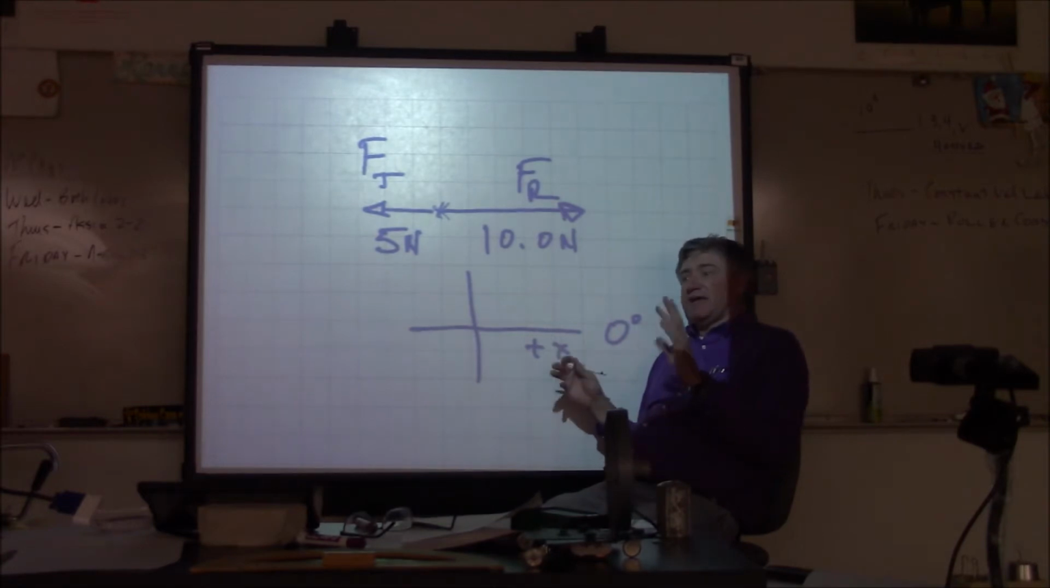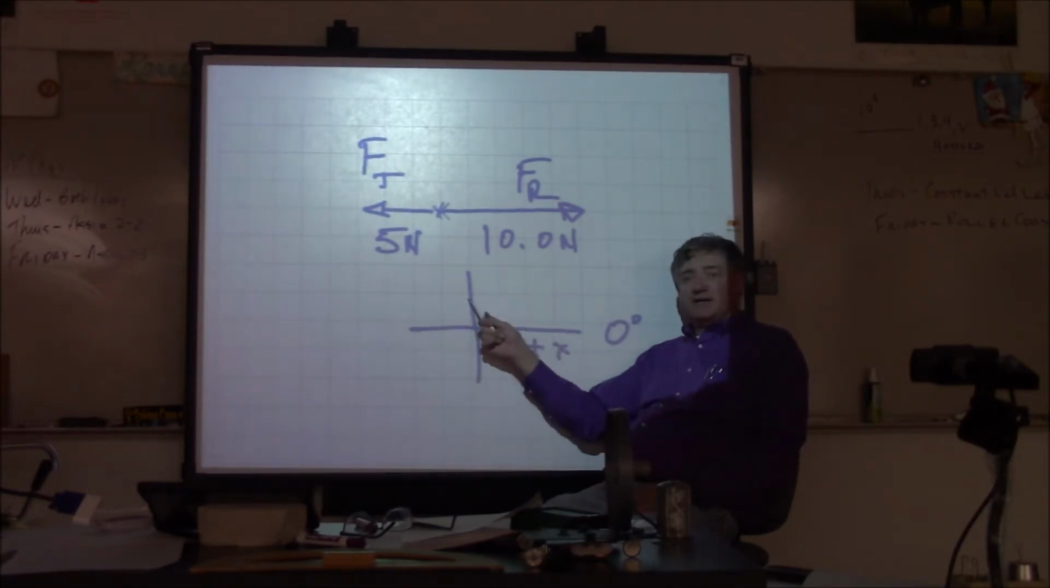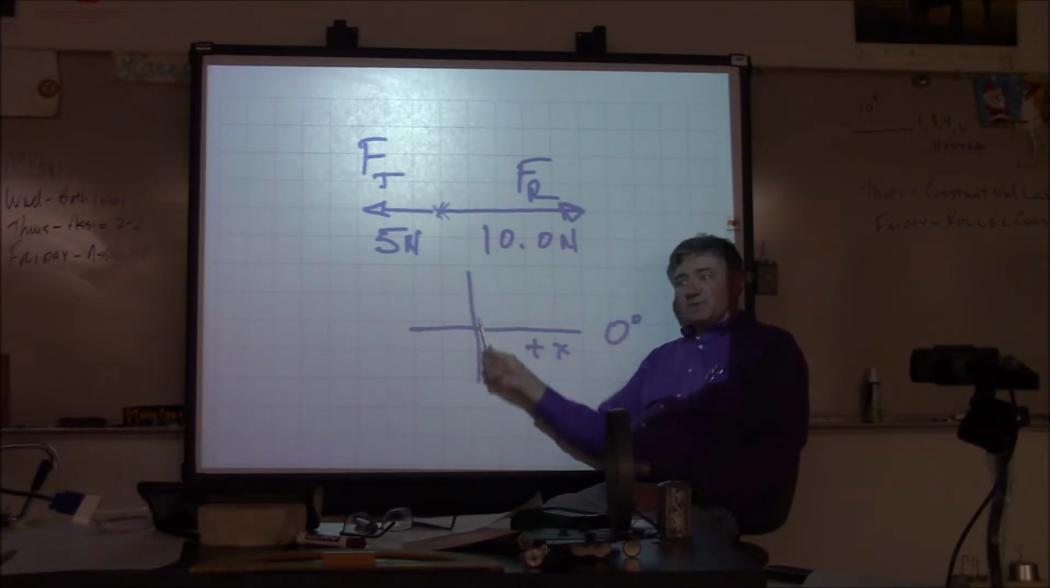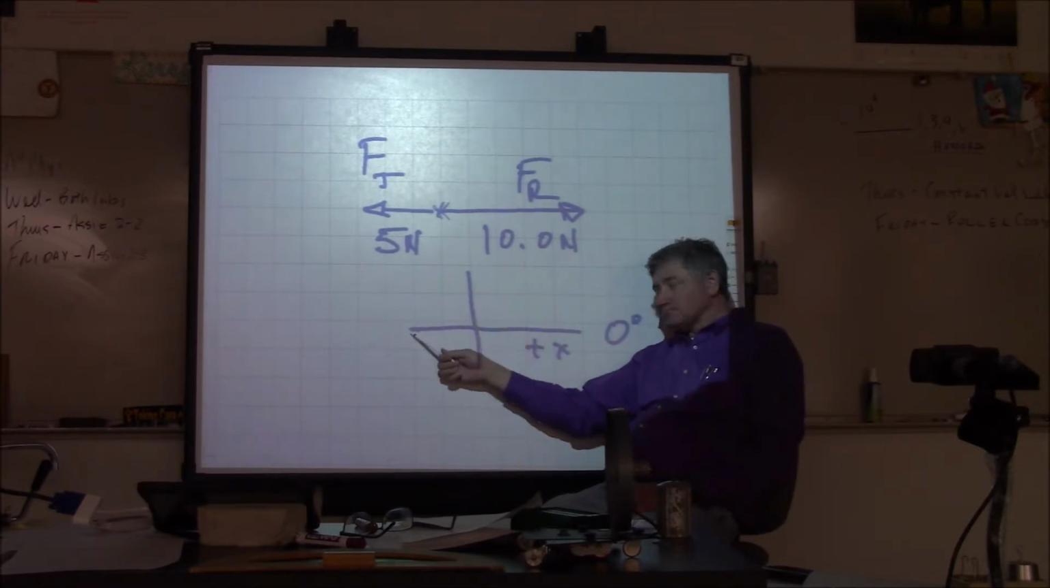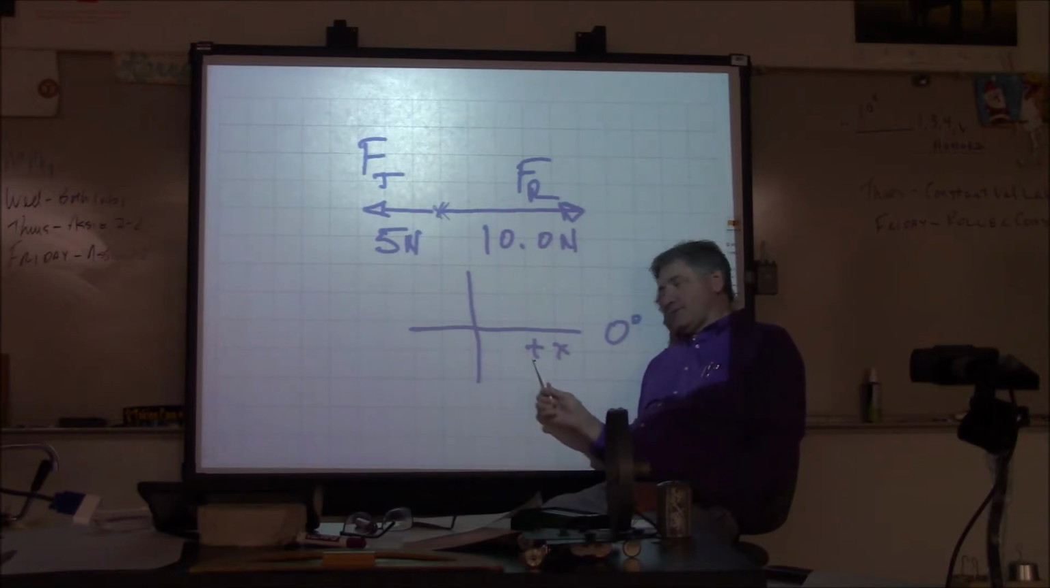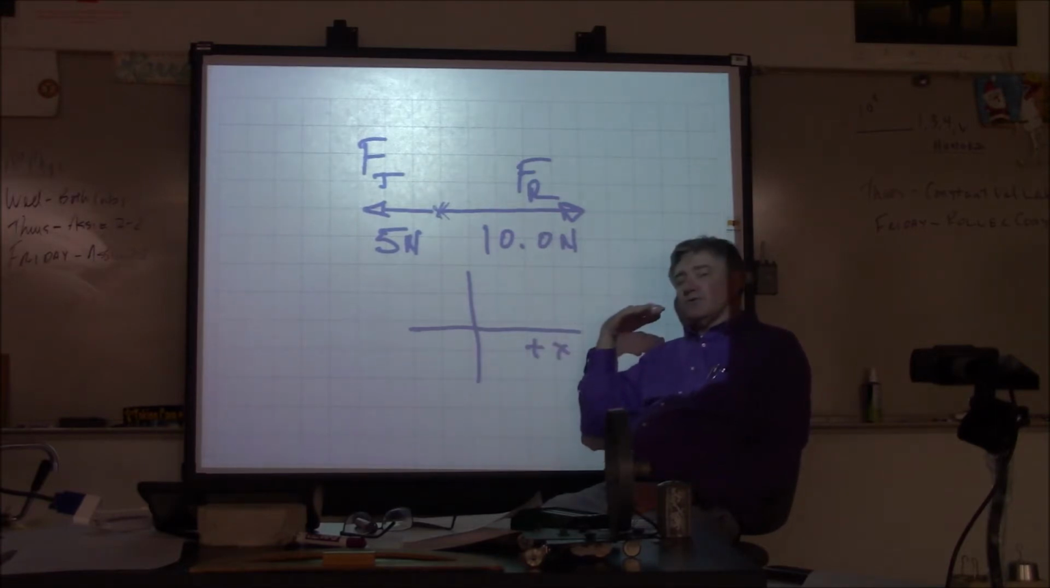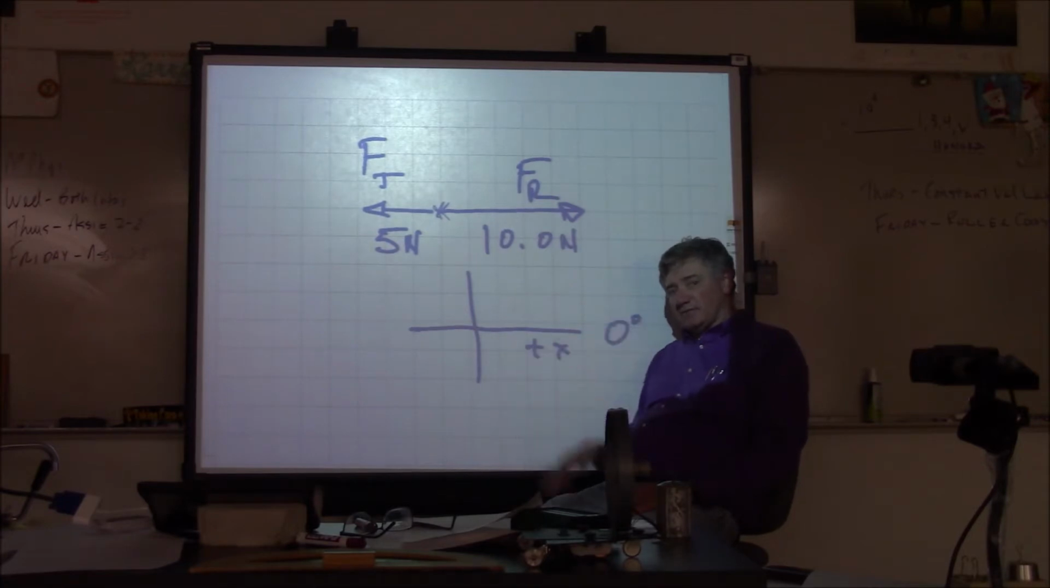When I'm talking about vectors, and I say I've got a 90-degree angle, I know I'm going to be right here. It isn't going to be over here, it isn't going to be down here. 90 degrees is going to be straight up. 180 degrees is going to be over here. Here's going to be 270, 350, whatever that is. So no negative angles, okay?